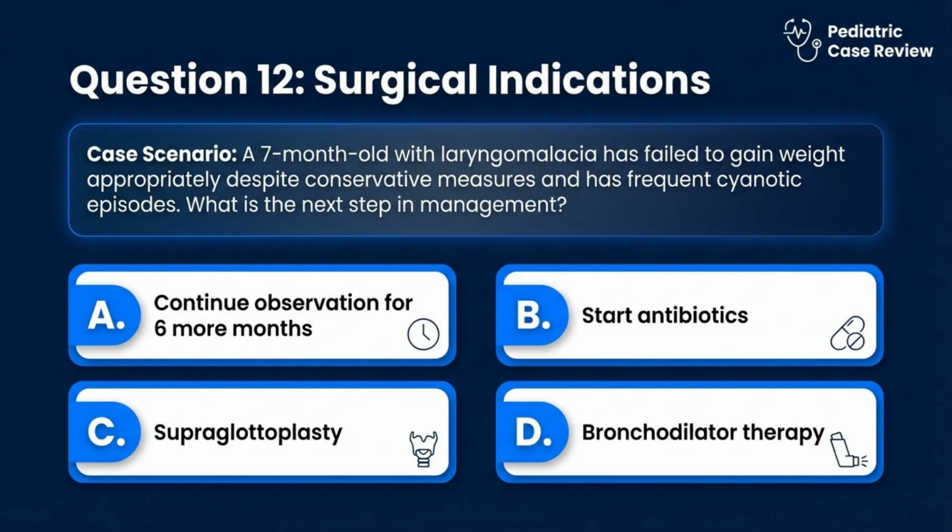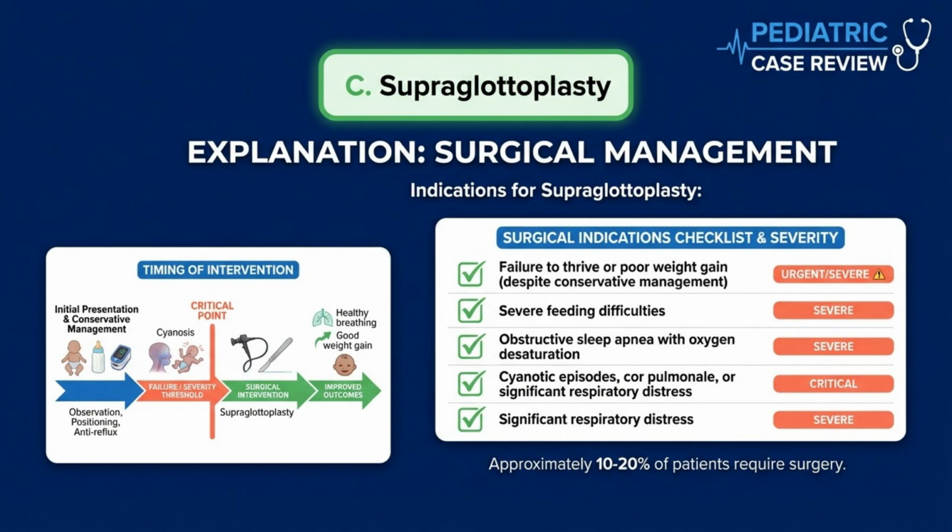therapy. The child also has frequent cyanotic episodes. What is the next most appropriate step in management? Option 1, continue observation for 6 more months. Option 2, start antibiotics. Option 3, supraglottoplasty. Option 4, bronchodilator therapy. The correct answer is option 3, supraglottoplasty.